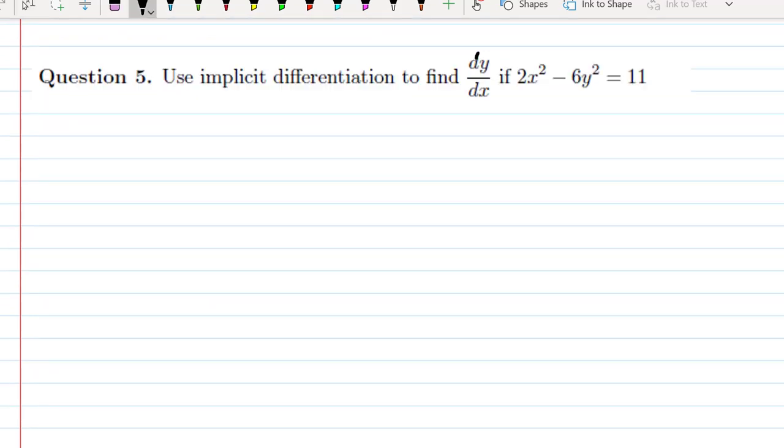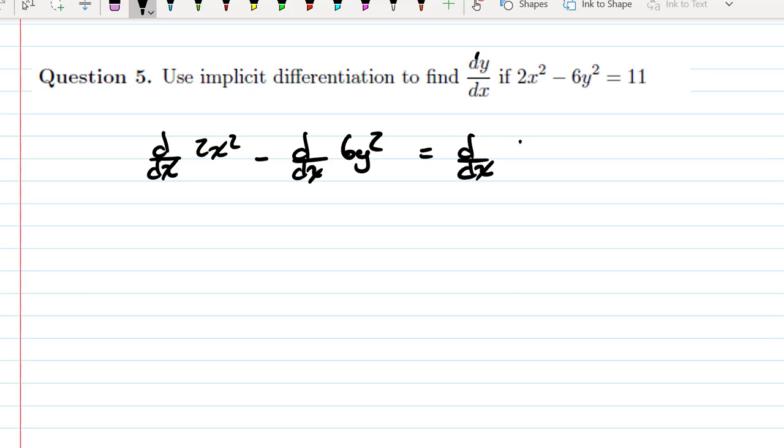All right, so to do this question, we need to use implicit differentiation. So we would take the derivative of both sides of the equation, so that's d/dx of 2x squared minus d/dx of 6y squared is equal to d/dx of 11.